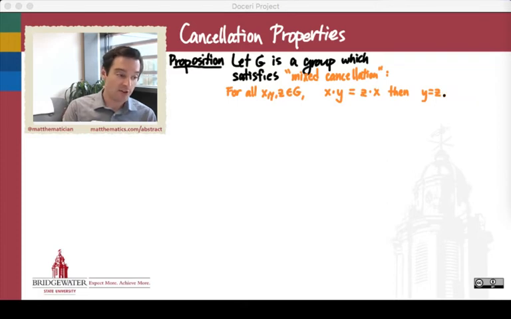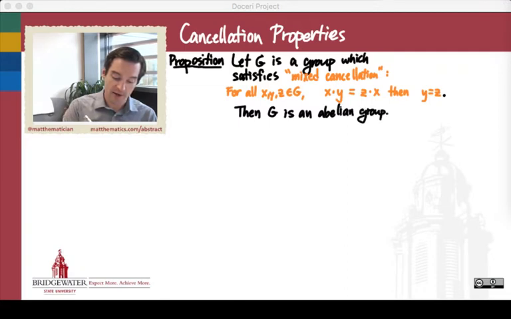And my proposition is, let's suppose that G is a group that satisfies this property. And then here is the conclusion of the theorem. Then G is an abelian group. So here's the thing that we're going to try to prove now. So there's my proposition.